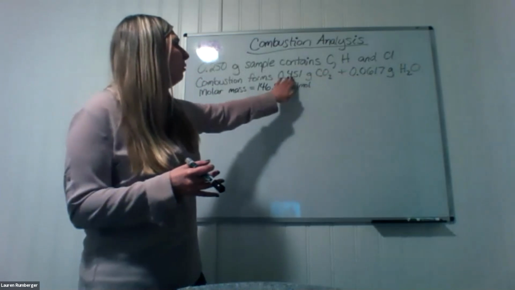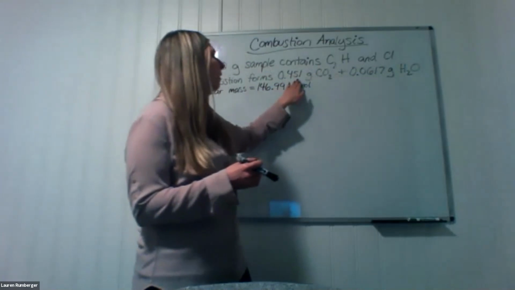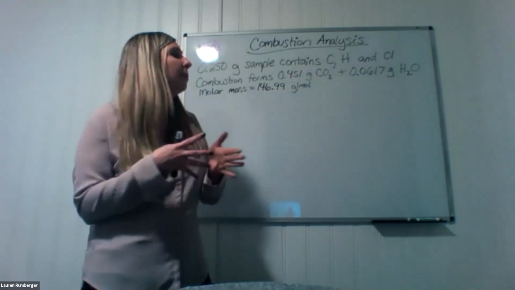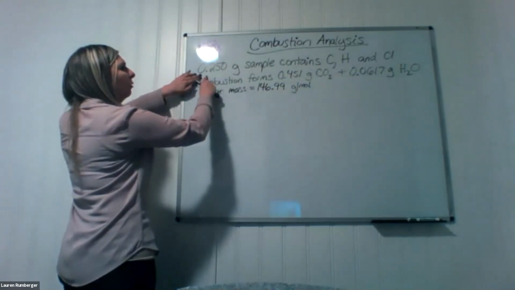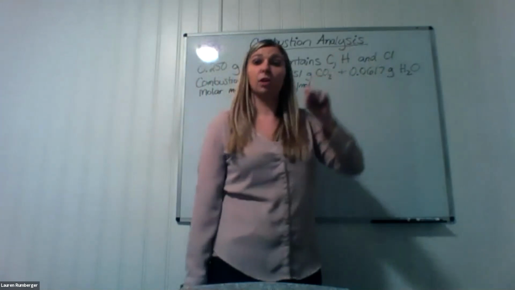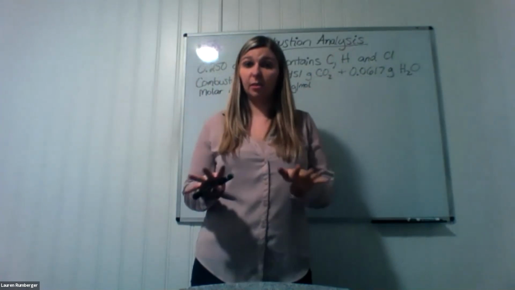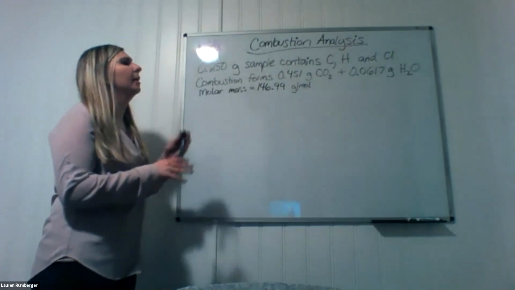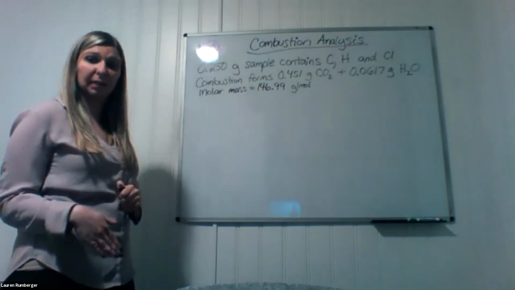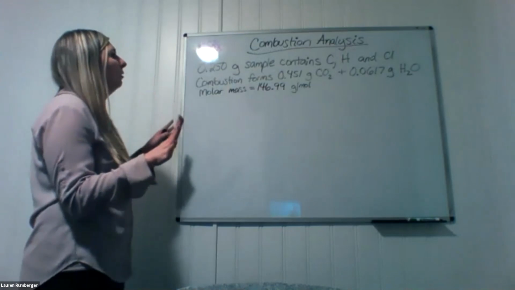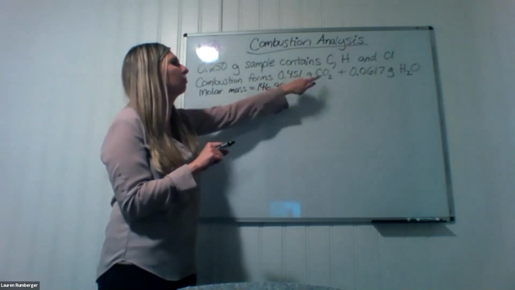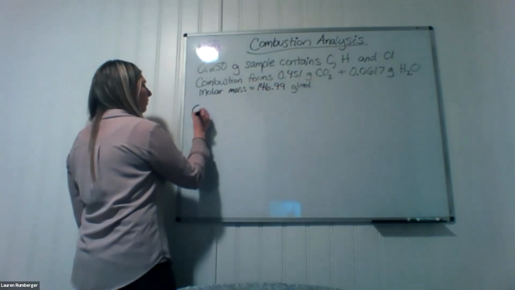Okay, so we're going to use this information in order to figure out the amount of carbon and hydrogen in the compound, and then from the total grams of the sample, we can find the grams of chlorine. Let's take this one step at a time, because once we have all that, we then have to determine the empirical formula and molecular formula. Okay, so we'll start with 0.451 grams of carbon dioxide.